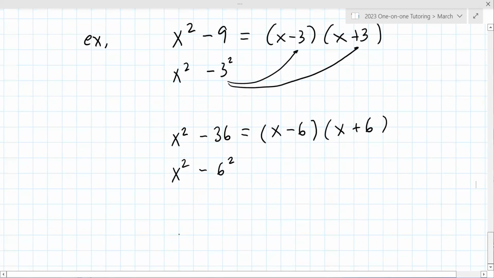So I give you one like this, like x squared minus 4. Why don't you try this one for me, please? Let's see, x squared minus 4.